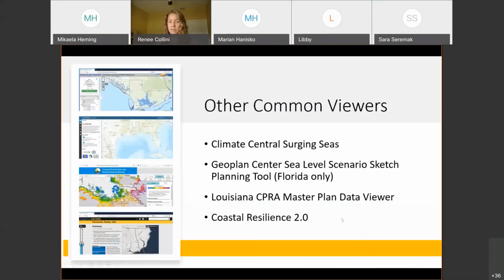Some other common viewers, again, not an exhaustive list. This is why we have Gulftree, because there are so many. Climate Central Surging Seas, the GeoPlan Center's Sea Level Scenario Sketch Planning Tool, that's for Florida only, and again, that's really focused on transportation. The Louisiana CPRA Master Plan Data Viewer, and then for those of you in Louisiana, Jim Paul's on here, you can message him. And then there's the Coastal Resilience 2.0, which also has a high tide viewer.